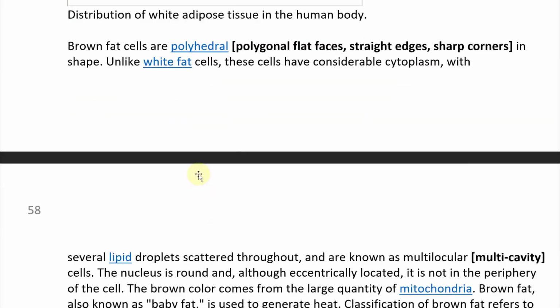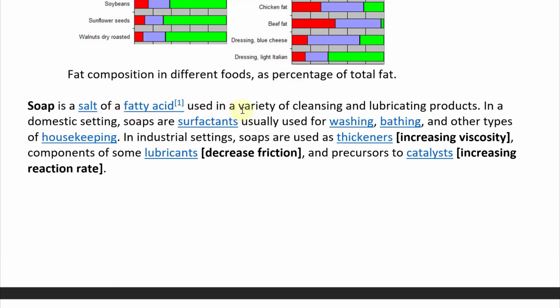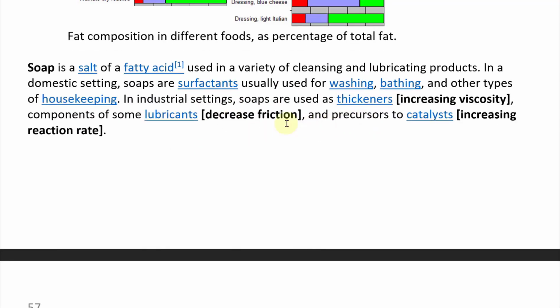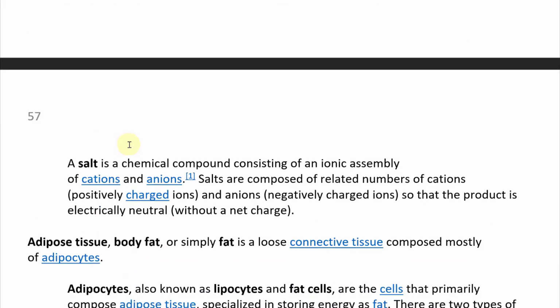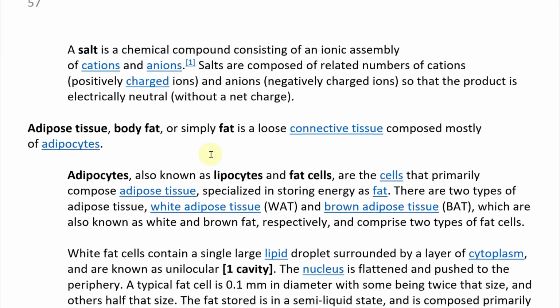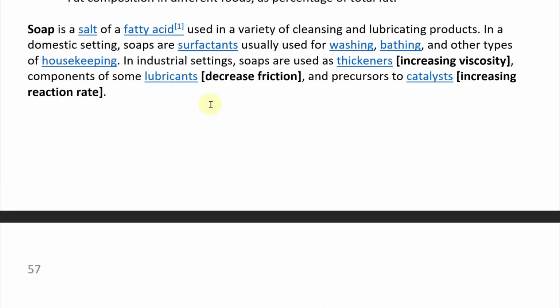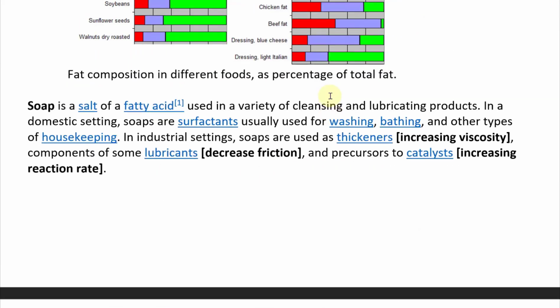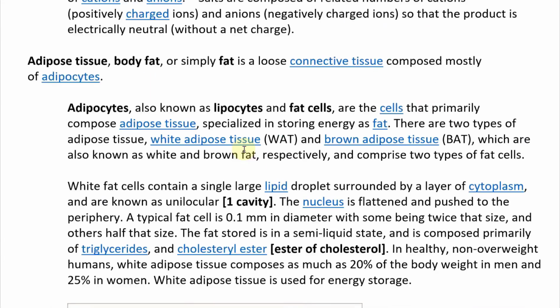So going back here, it's a salt of a fatty acid used in a variety of applications, and it's also a surfactant. The net charge is neutral, but it has a whole bunch of separated charges. So it's very useful for a lot of things where you want quick action, such as catalysts, washing, decreasing friction, and stuff like that. Anyways, let's keep going further.